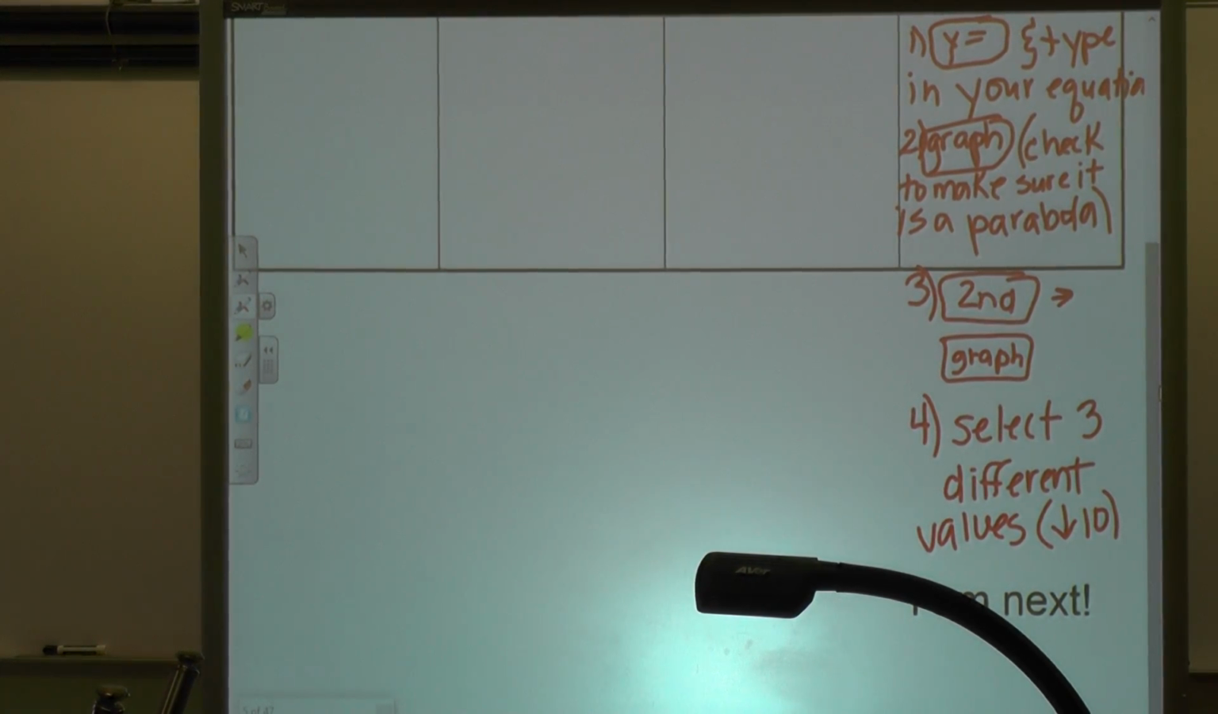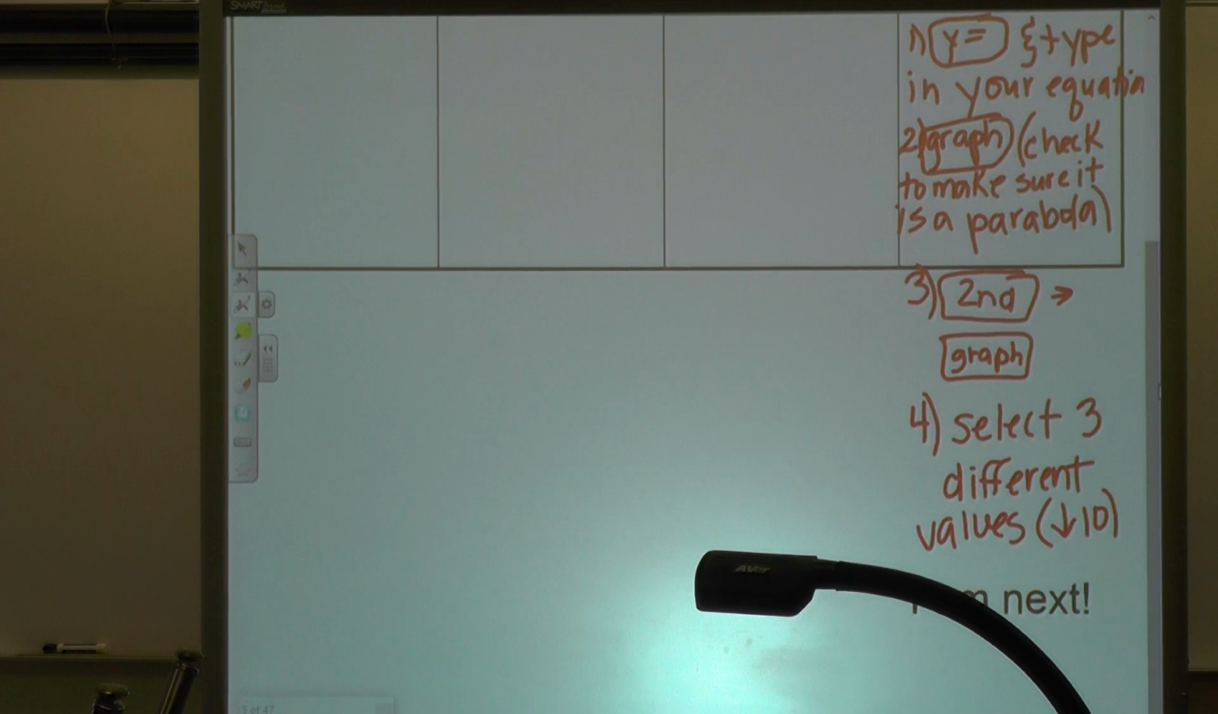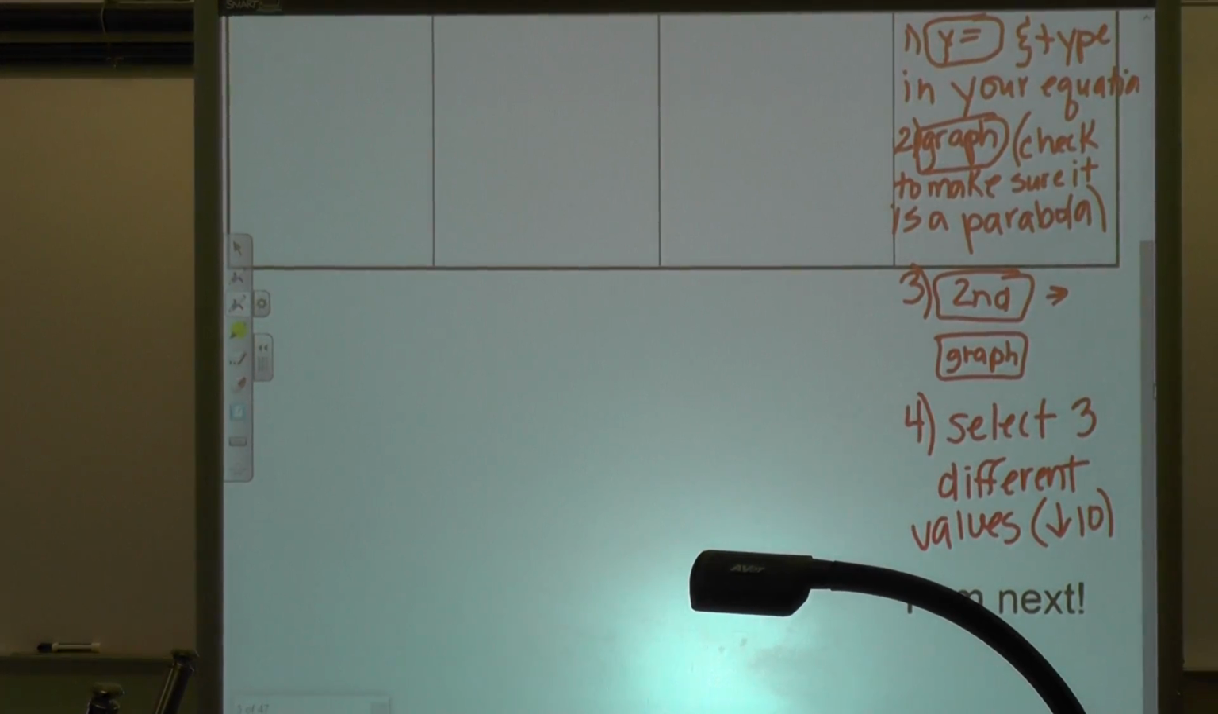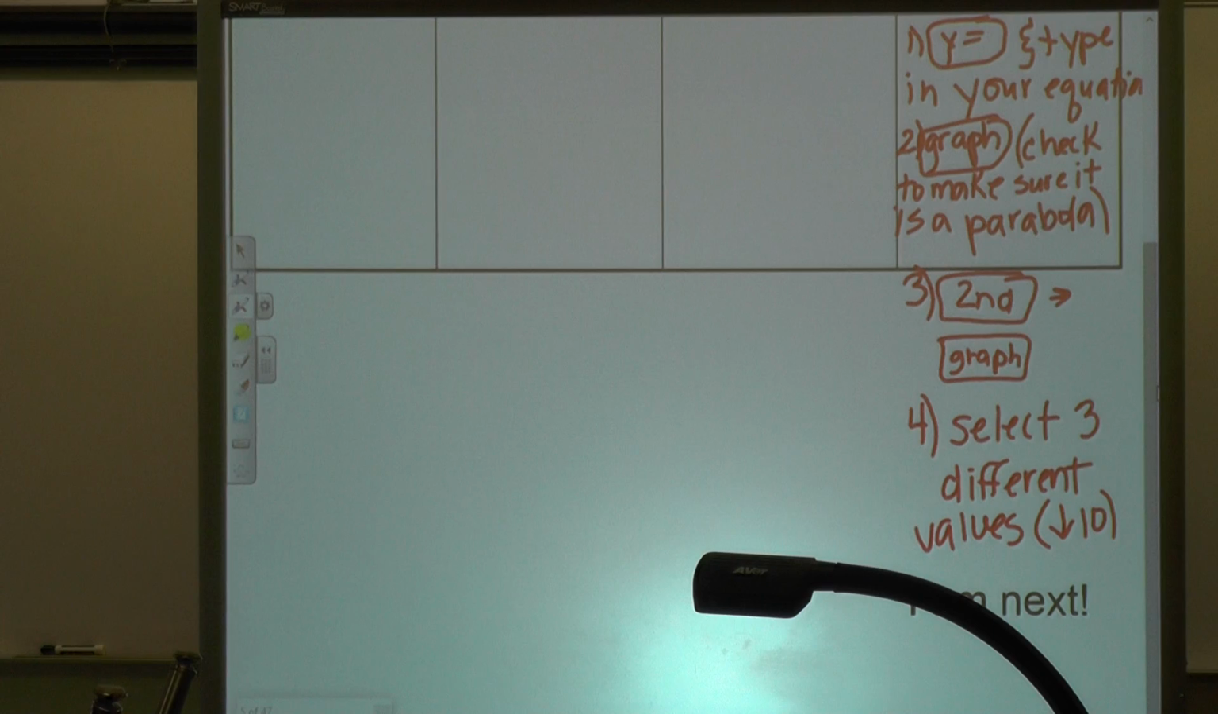Can it be one that's more than 10? Sure. But graphing for 100 is not going to be fun because you don't have enough points on your piece of graph paper to graph that. So you want to pick one that's going to be easy to graph. Okay?